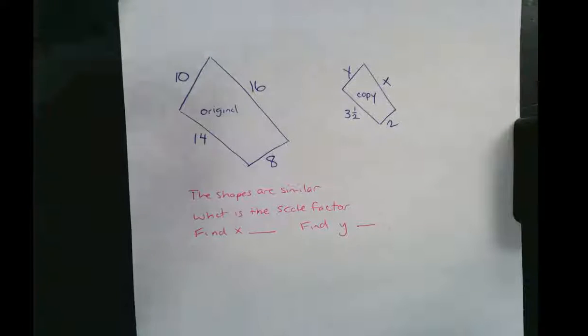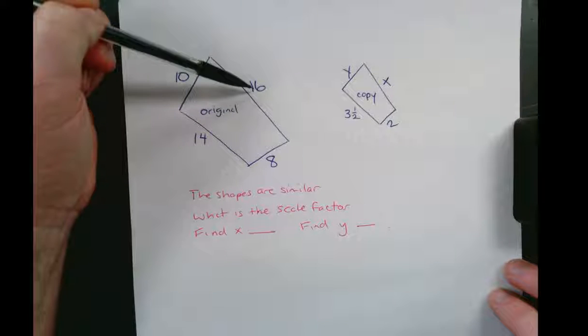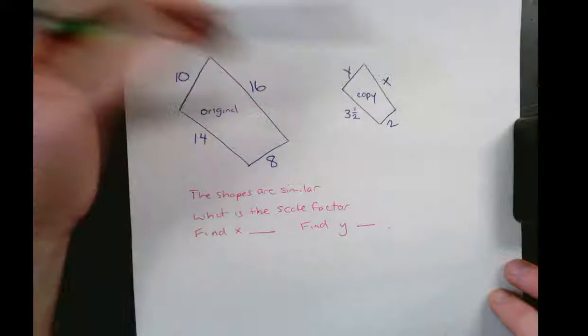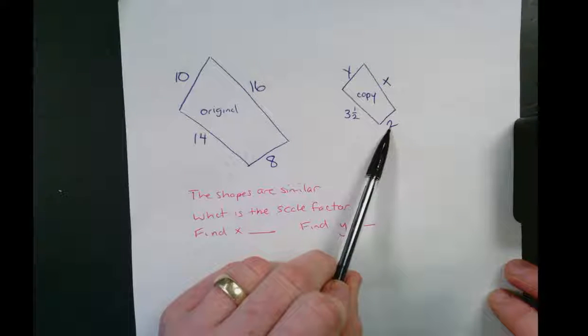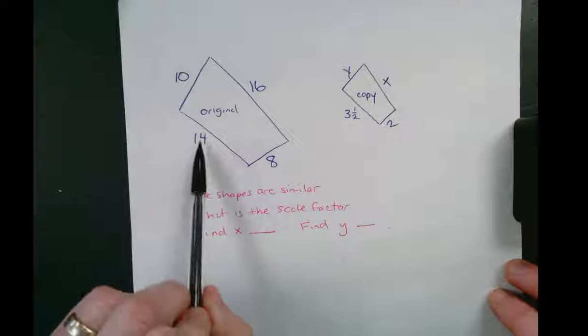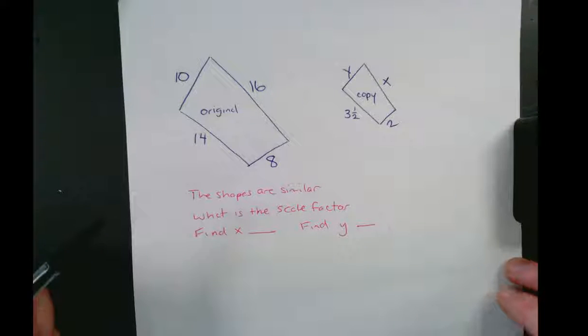Okay, so let's see here. How did I go from 10 to y? Well, I don't know. How did I go from 16 to get x? What did I multiply to go from 8 to 2? Okay, what did I multiply to go from 14 to 3.5? That's what my scale factor is.